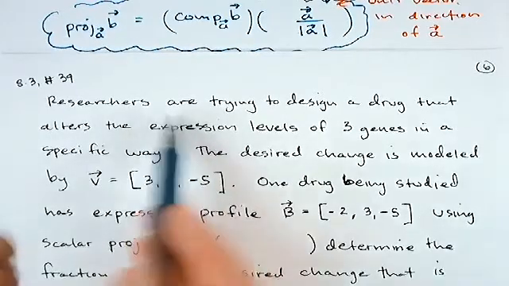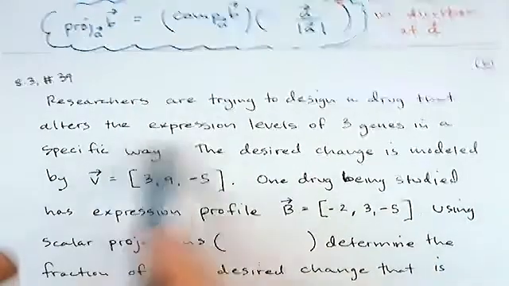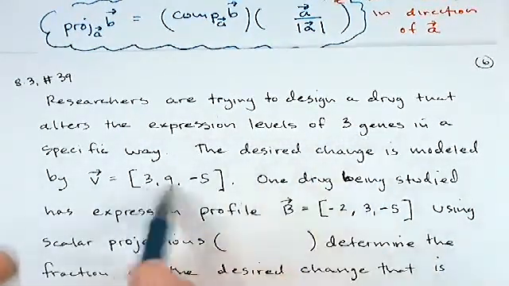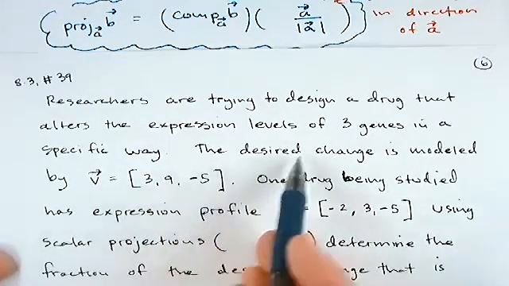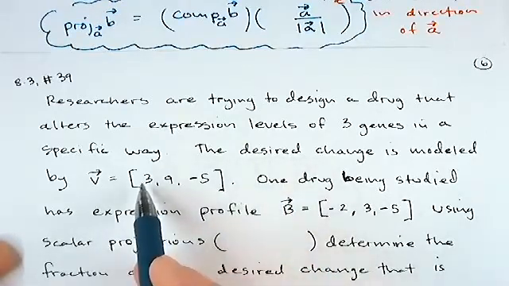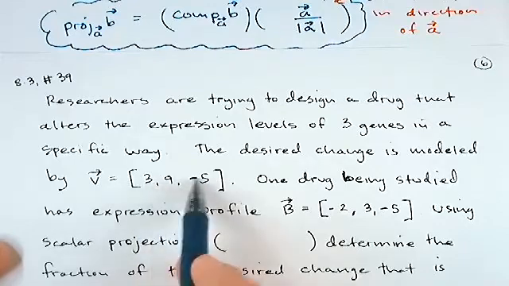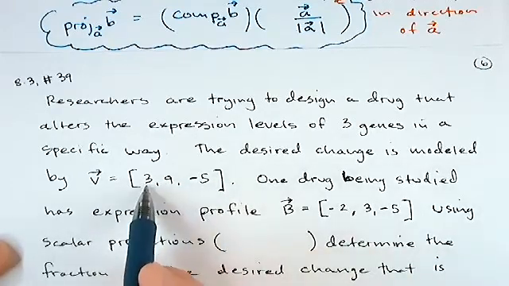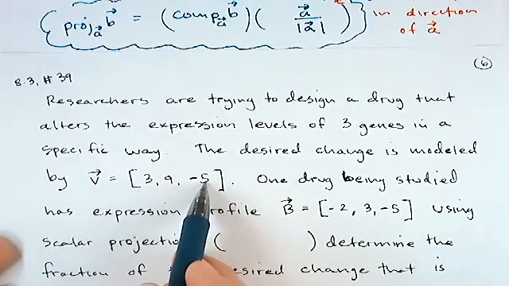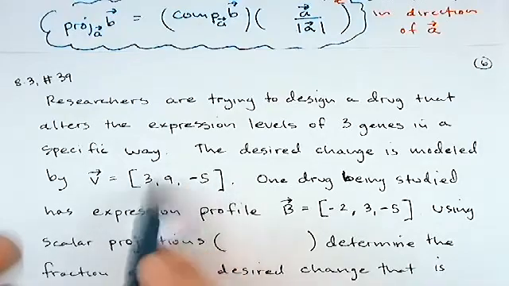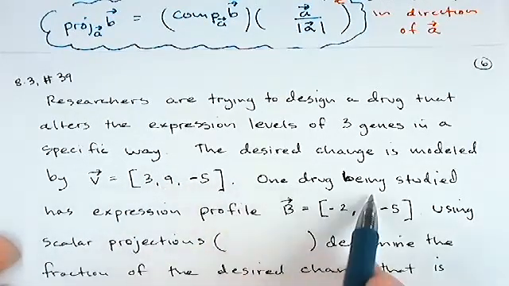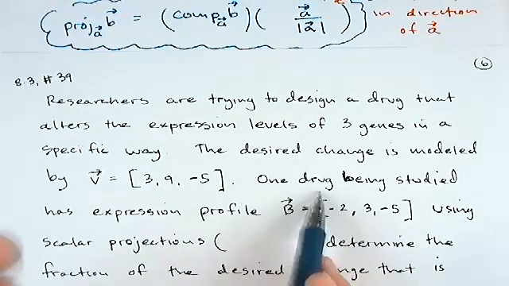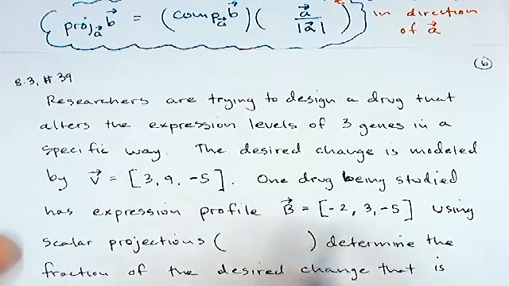So what they're describing here is researchers are trying to design a drug that alters the expression levels of 3 genes in a specific way. Okay, and they're trying to get a desired change. They're trying to get these 3 genes to somehow, I don't know what these numbers mean, but it might be some kind of an expression, what you want each gene to do or something like that. And they want this to behave like 3, 9, -5. So gene 1, 2, 3 to have these characteristics, let's just say, right? One of the drugs that they're studying to try to get that desired change is this drug, which has an expression profile of B -2, 3, -5.